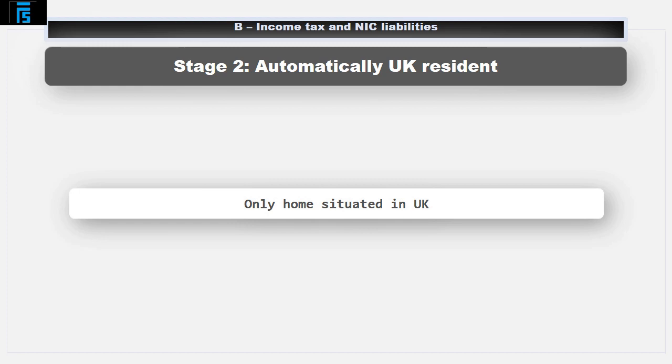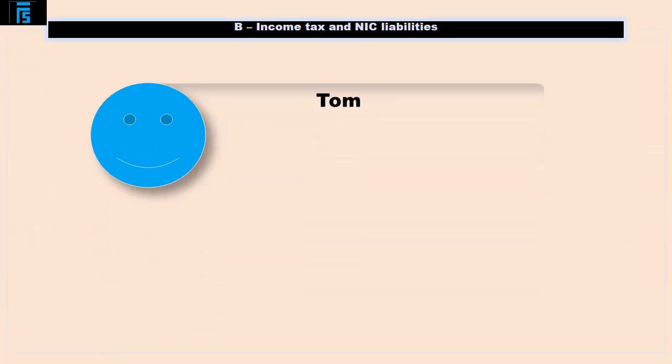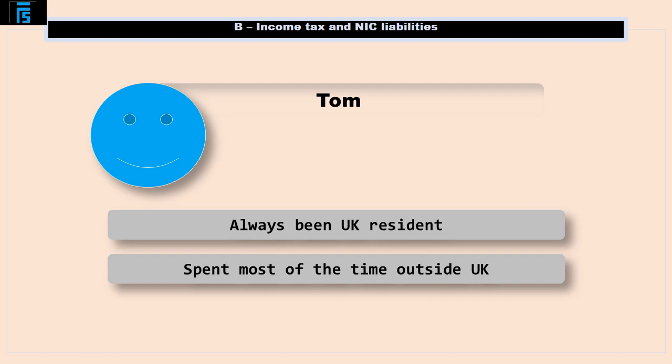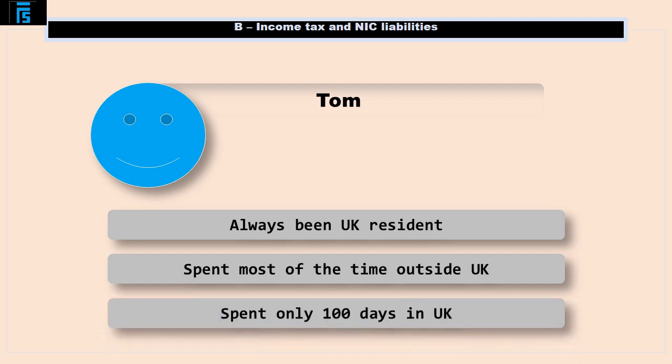And one more example, let's think about Tom. Tom has always been resident in the UK, but purchased a villa in Europe at the start of the tax year. The villa needed some restoration work, so Tom spent most of this tax year living in the villa, but his wife and children remained in the family home in the UK. Tom spent a total of 100 days in the UK with his family.